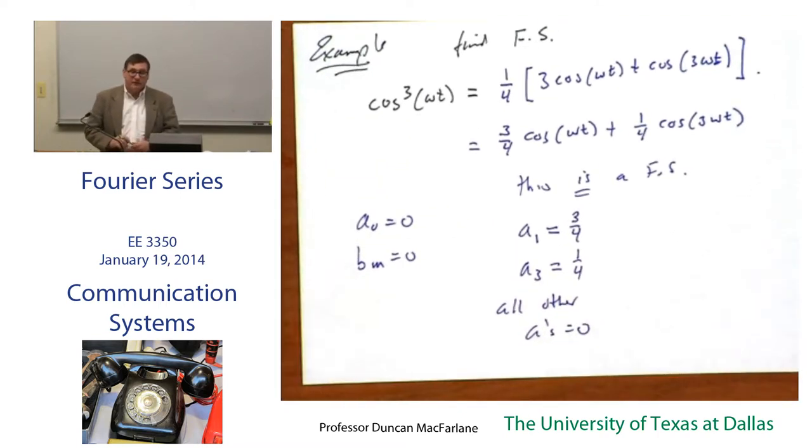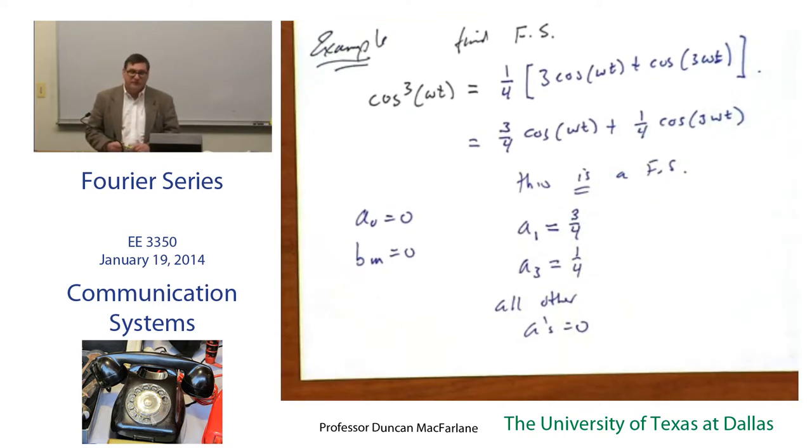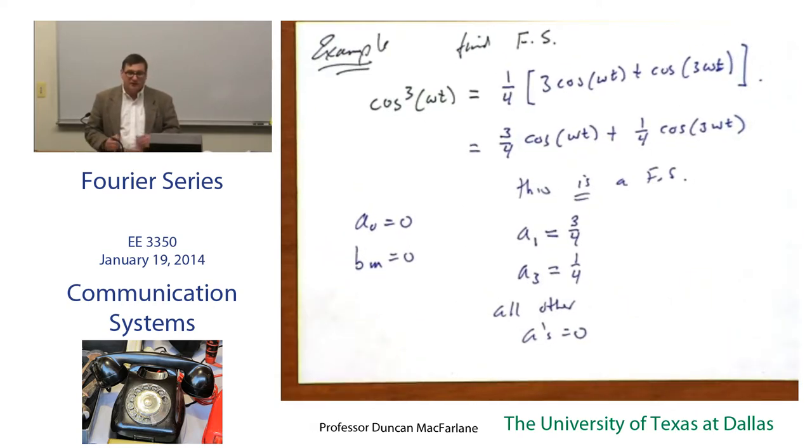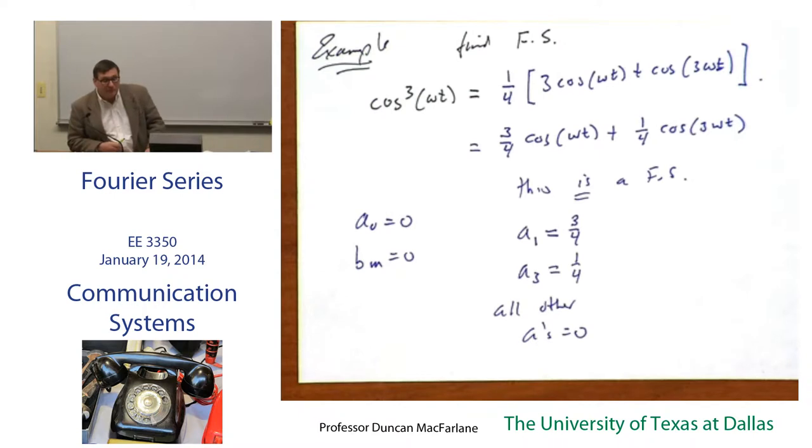There's your answer. Yes, sir? B sub n is 0 because there's no sine. There are no sines in my Fourier series. Everything is in phase with the cosine, the original cosine. The Fourier series is totally right? Just the coefficients? Yeah, that's the Fourier series.